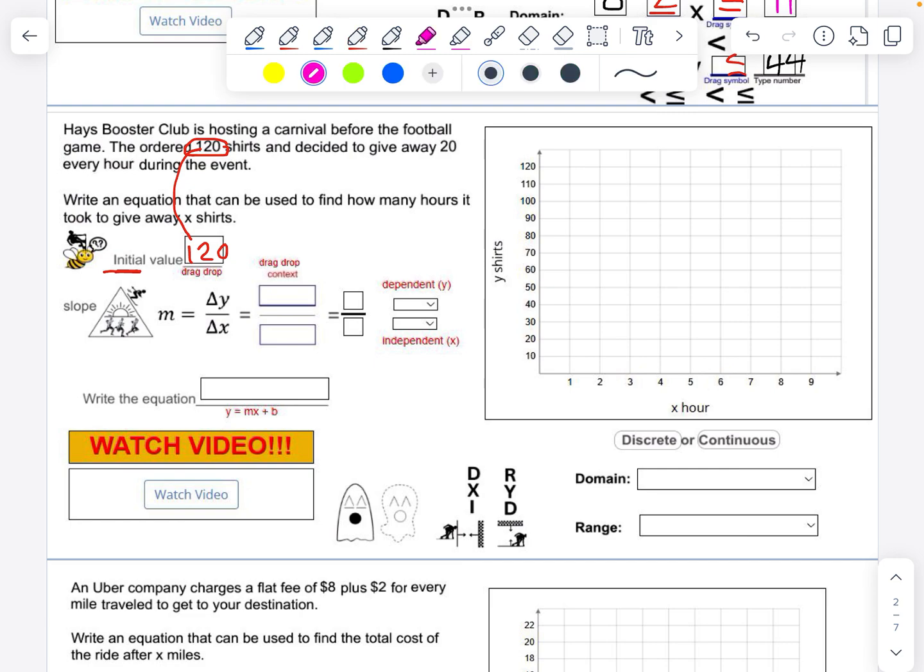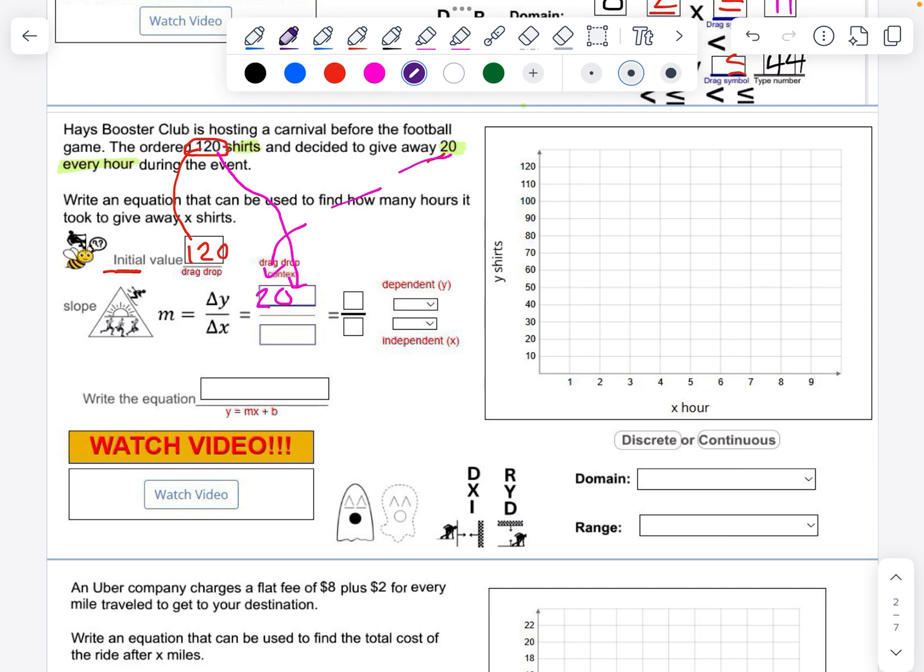Then the next description of what's happening is we're giving away 20 every hour. Okay. Well, we can drag the 20. Let me use a different color. We can drag the 20. Okay. But 20 what? 20 frogs? 20 horses? No, it's 20 shirts. Shirts happen to be over here in the problem, so we are still going to drag the words that go with the 20 also in this box. Okay, so shirt should be there. I'm not going to write it down.